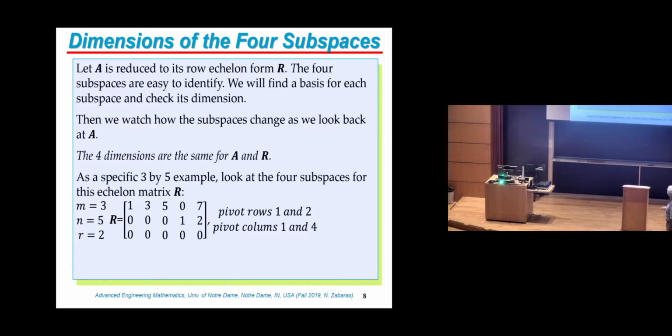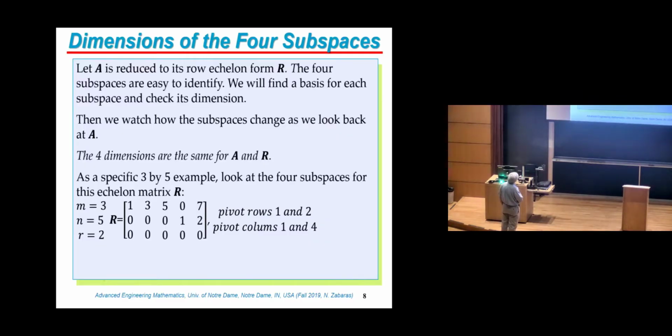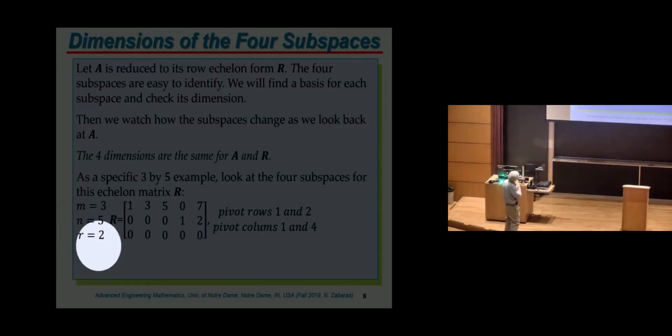So let me start with one example. I don't give you what the matrix A is. For now, we don't really care. We have a matrix that is 3 by 5, okay? And somehow we do these row operations, and we get an R matrix that looks like that. So immediately, can you tell me what the rank of this matrix is? It says there, it's equal to 2.